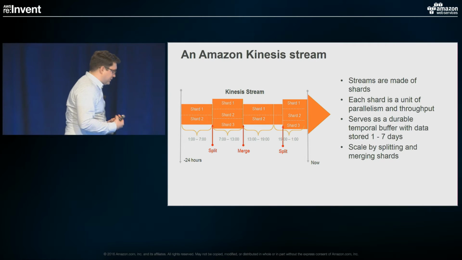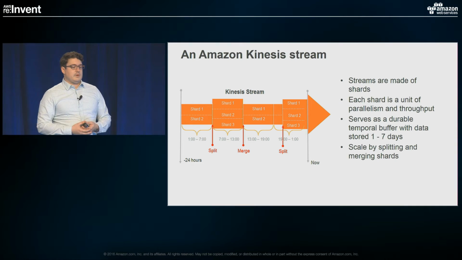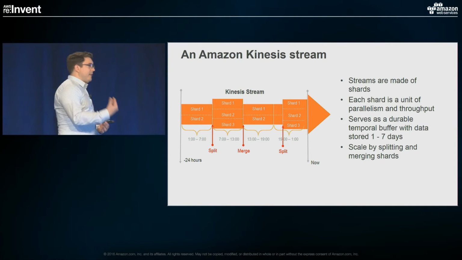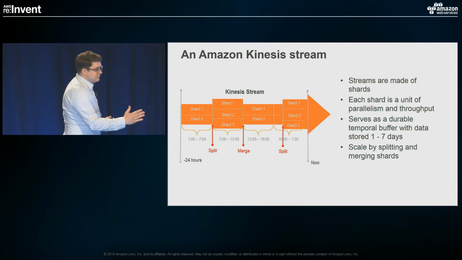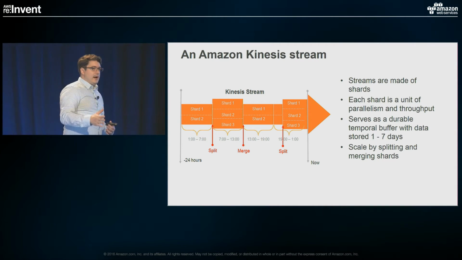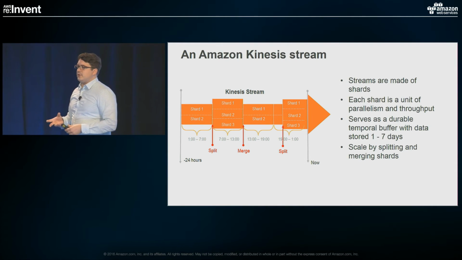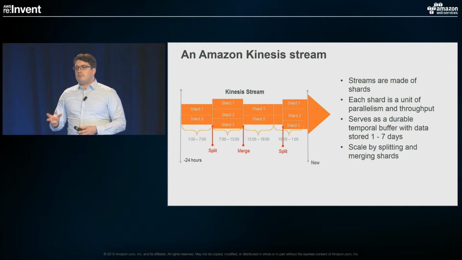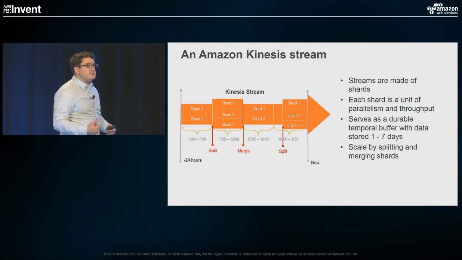A Kinesis stream is made of shards, and the shard is our unit of parallelism and throughput. Each shard gets you 1 megabyte per second in, or 1,000 records per second in, so write, 2 megabytes per second out, and 5 reads per second out. A read will give you a batch or a bunch of records to read off of it. Data is stored in a stream as a temporal buffer. It's configurable; by default it's 1 day, and it's configurable up to 7 days.